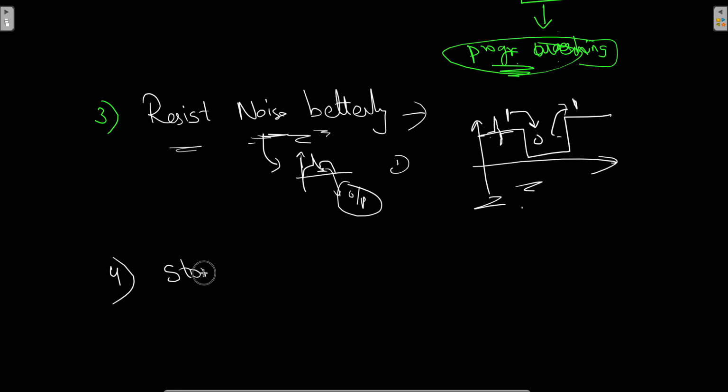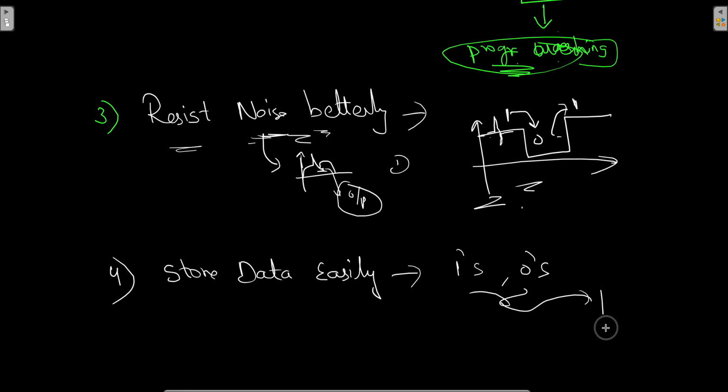And fourthly, they store data easily. Normally digital data is ones and zeros. This data can be easily stored in our memories like RAM, and we can easily retrieve this data without losing it. That is the advantage.